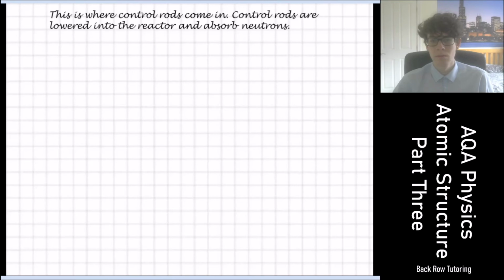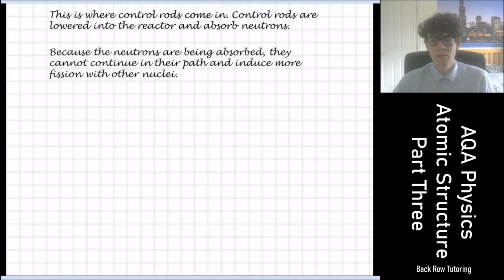This is where control rods come in. Control rods are lowered into the reactor and absorb neutrons. Because the neutrons are being absorbed, they cannot continue in their path and induce more fission with other nuclei.